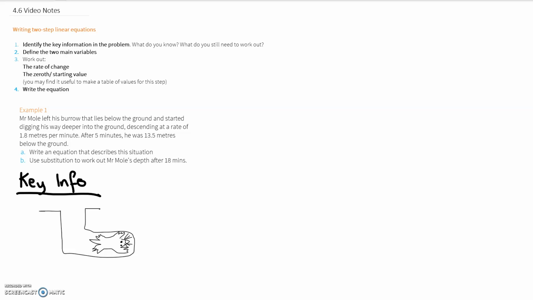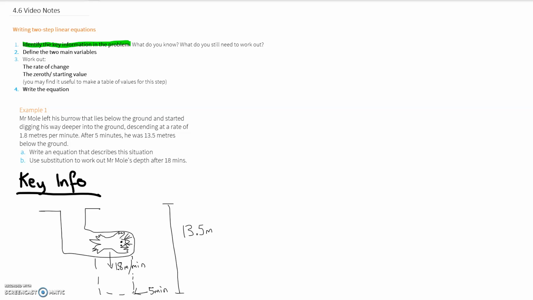Okay, so here's Mr. Mole. We know that he's already partly underground, and we know that he's digging deeper. And it says descending at a rate of 1.8 meters per minute. So we know that he's going down at 1.8 meters per minute. That's important. After 5 minutes, he was at 13.5 meters below the ground. So we know that after he digs for 5 minutes, so we're going to say this is the 5-minute mark, he is at a depth of 13.5 meters. Cool. So we've identified the key information in the problem.